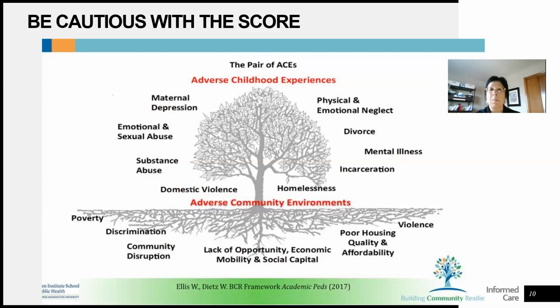But that's my primary point with this slide: be very cautious with assigning students a number. I feel like their experiences are more than a number, and it's important to be aware of these things, but the purpose of the score is more for the medical field and how they treat patients. So an awareness and also a caution.